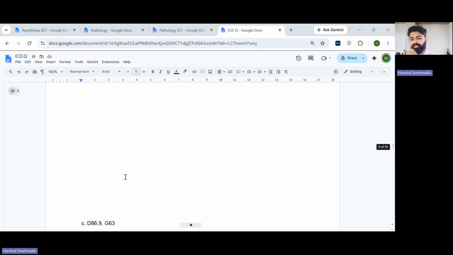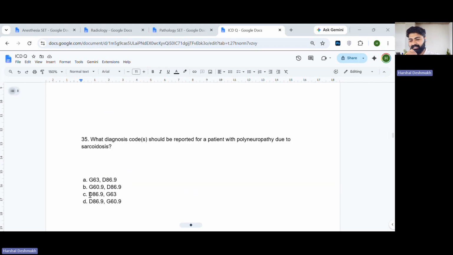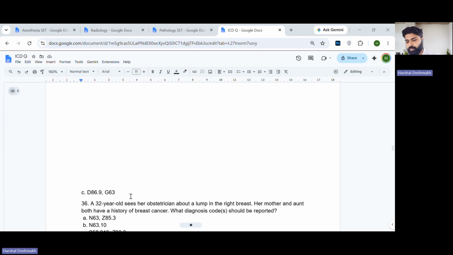Right. Option C is the right answer here. That is D86.9 and G63. Moving on to the next question.